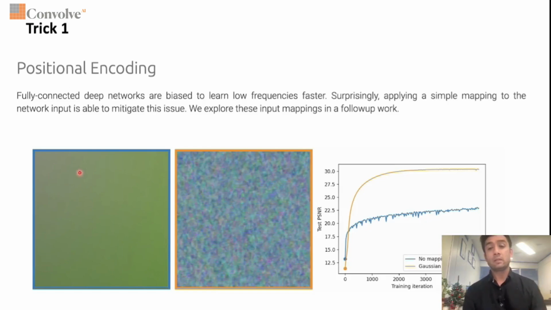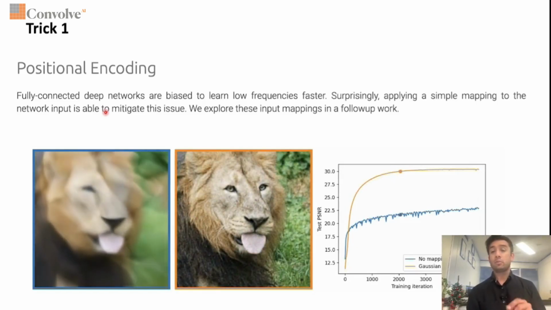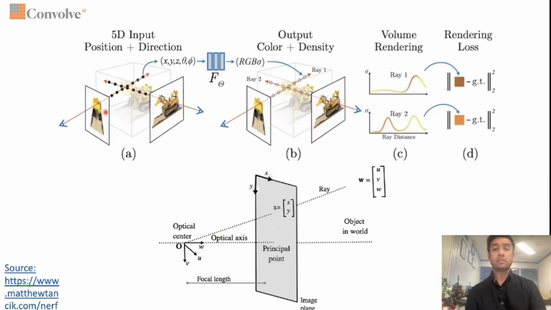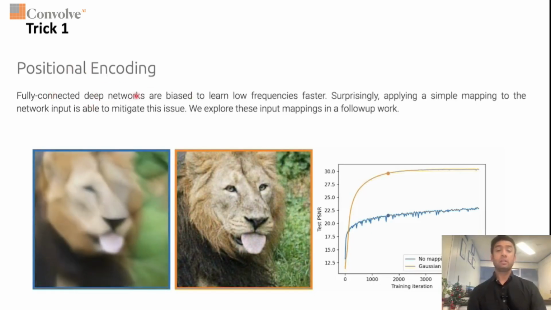The most important thing is that essentially there is a trick in NeRF called positional encoding. The idea behind positional encoding is that if you go back to this first slide, when we are feeding x, y, z, theta and phi into the network, this is very limited information to predict this, right? So what happens is mostly these networks, fully connected deep networks, are biased to learn low frequency faster.